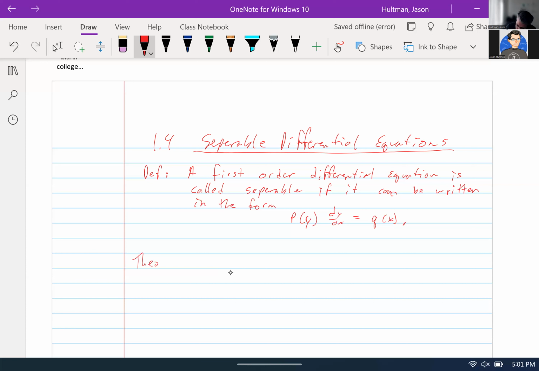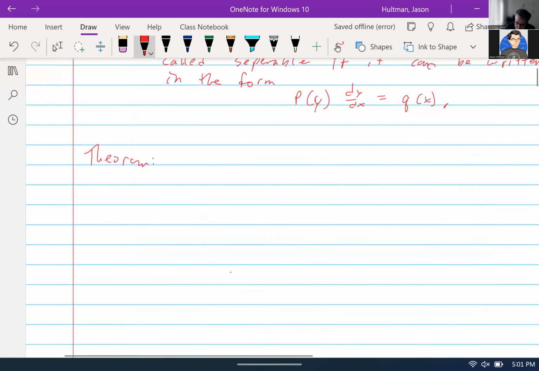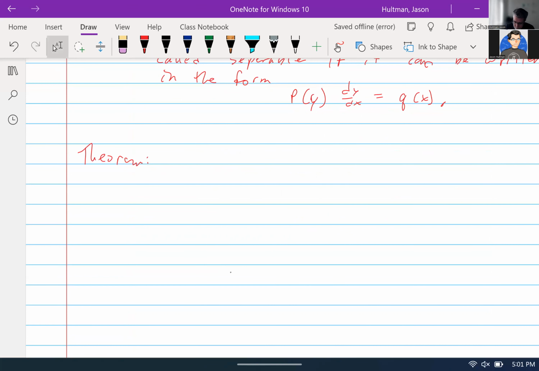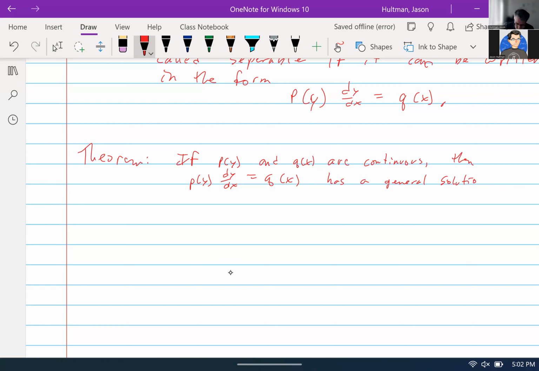Okay, theorem. If p of y and q of x are continuous, then p of y dy dx equals q of x has a general solution: the integral of p of y dy is equal to the integral of q of x dx plus c.